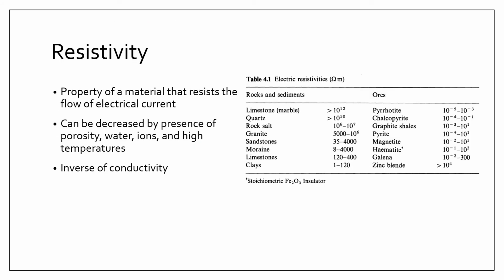Now, our next property is resistivity, which is the ability of your material to resist the flow of an electrical current. And what affects resistivity is the presence of porosity, water, ions, and high temperatures. And resistivity is an inverse of conductivity.